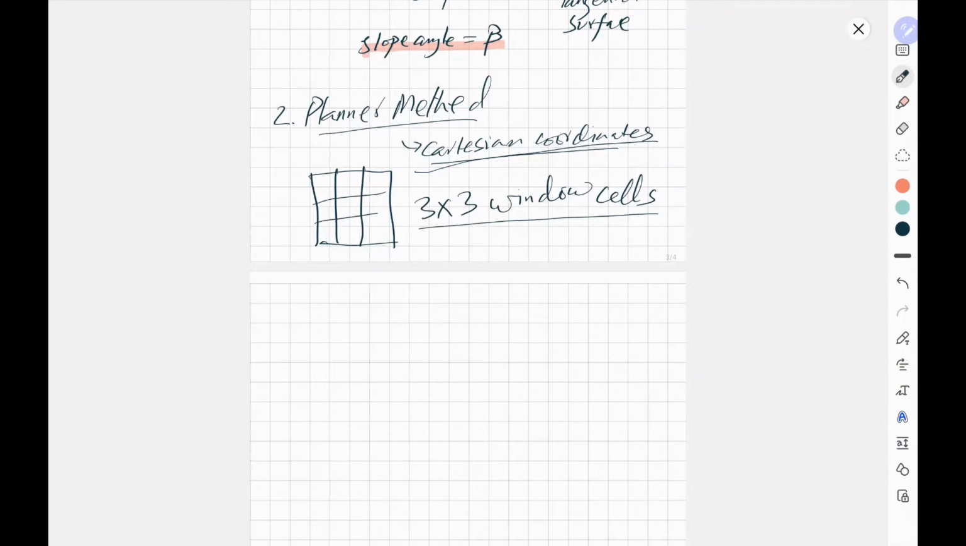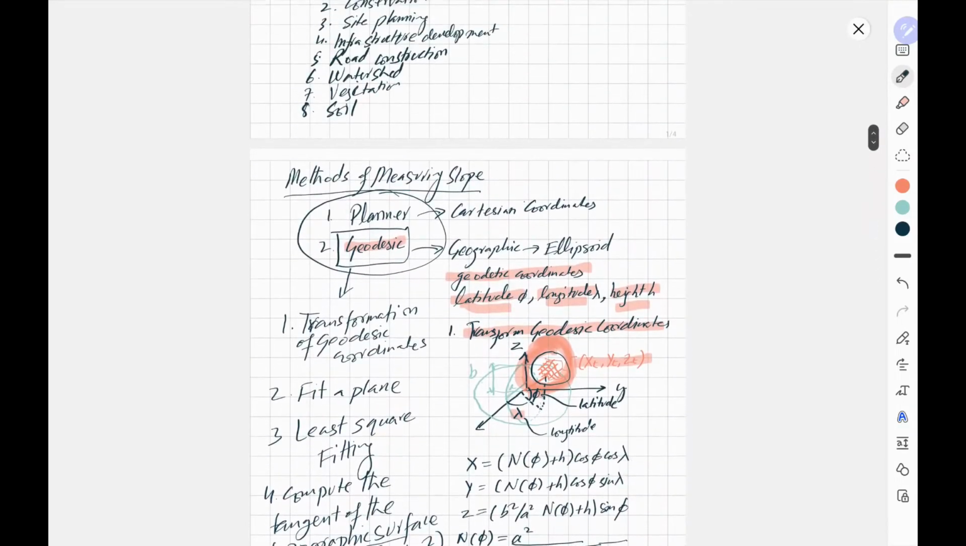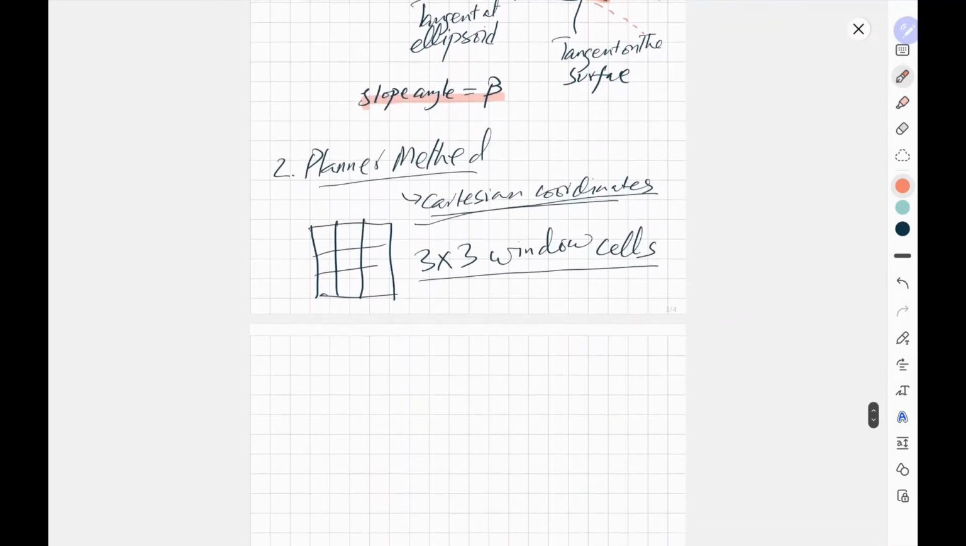One thing before moving into the planar method: which one is more accurate? Among geodesic and planar, the most accurate is geodesic. Now let's come to the planar. The most used formula you will find in software is for planar, and it also gives you good results.